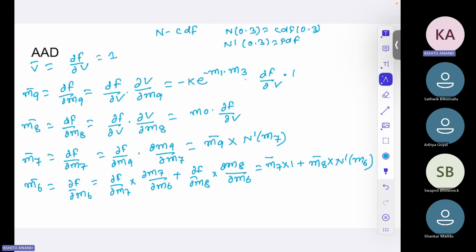Though you can write V bar into V bar and then you can pass V bar equal to 1 as an input, but it is better not to write it as 1. So directly you can write M9 bar equal to minus K into e to the power minus M1 into M3, right? M8 bar will be M into 1, so basically M not itself. M7 adjoint will be M9 bar into normal, sorry, PDF of M, previous one. Got it?